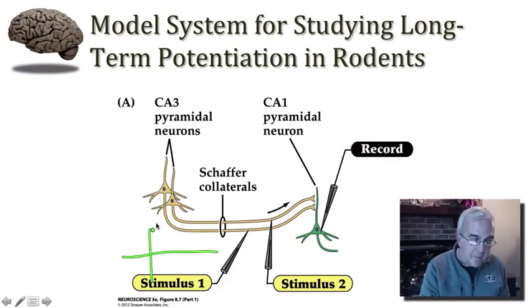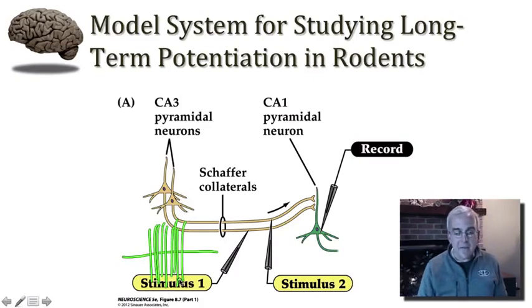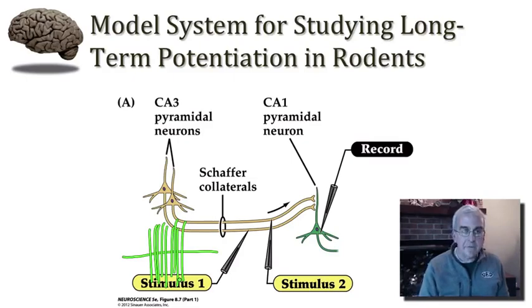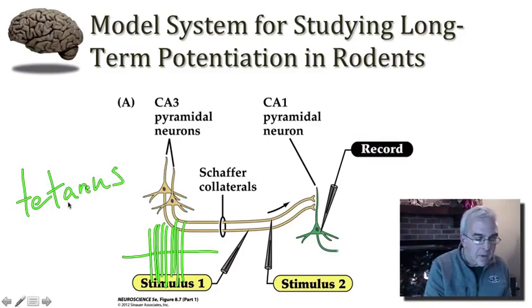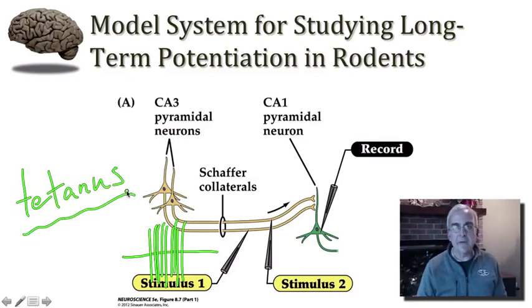So over time there may be a brief barrage of electrical pulses applied. This may last just a couple of seconds at a very high frequency. And this is called a tetanus. So this kind of tetanic stimulation is what will be used to stimulate a pathway and induce long-term potentiation.